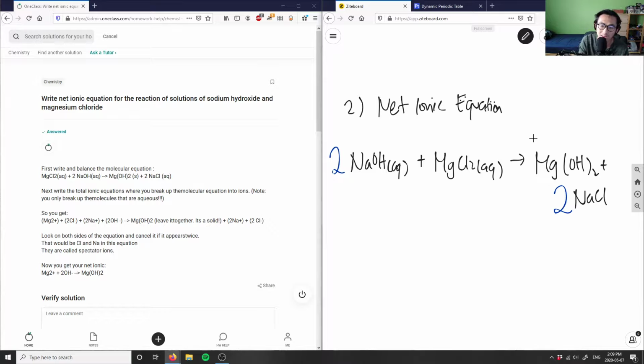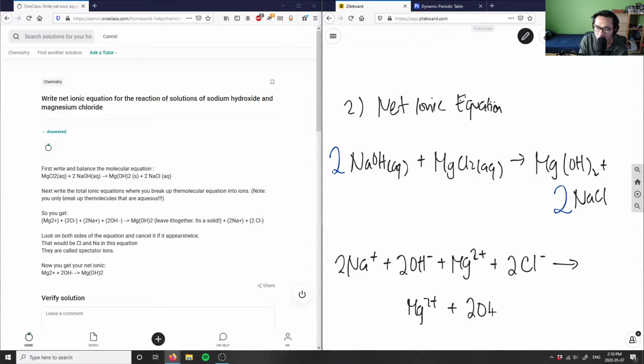So let's break this up into its ions, right? So again, I'm going to have here NaOH. So I have 2 Na plus, plus 2 OH minus, plus 1 magnesium, and magnesium has a charge of 2 plus, and 2 chlorines here, and they have a charge of minus 1. And this gives me, here, 1 magnesium, so Mg2 plus, 2 OH minus, plus 2 Na plus, and 2 chlorine minus here, right?